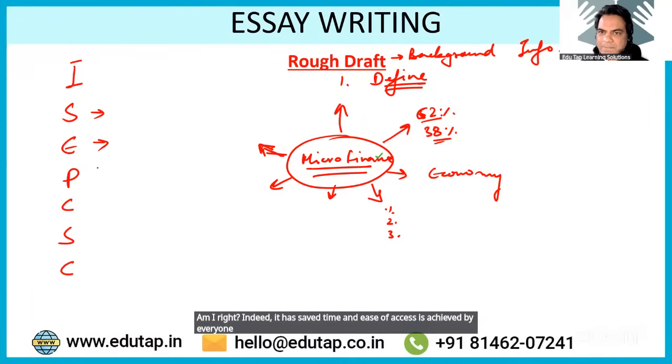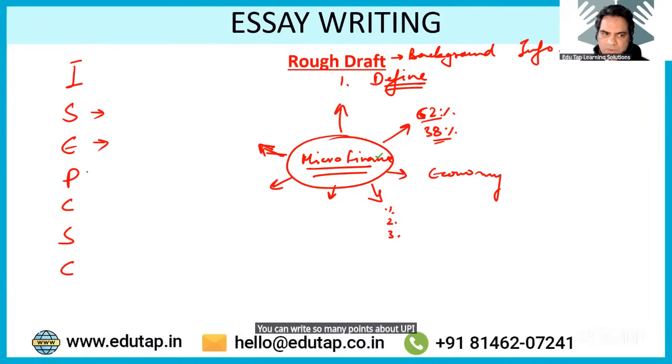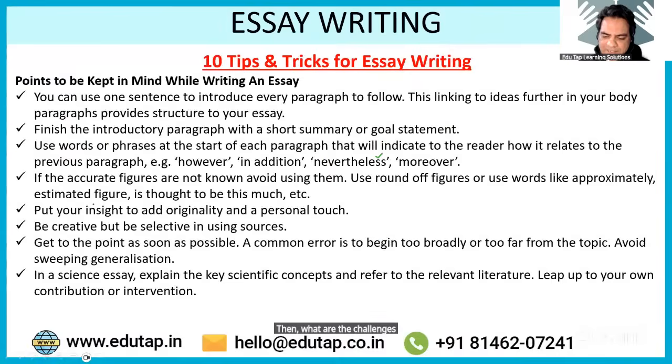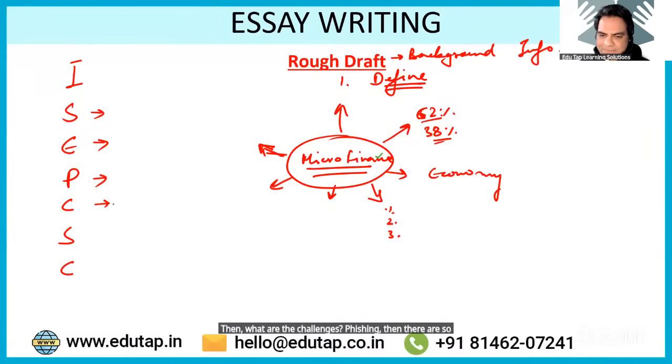What is the economic impact? Economic growth. You can write so many points about UPI in the economic growth. What other steps and measures have been taken by the government in this regard? E-rupee, right? CBDC, that's what we are talking about in the future. Then what other measures have been taken? UPI, CBDC, then Bharat Pay, and then so many credit cards related to this. And this will take the Indian rupee to the global level. Then what are the challenges? Phishing. Then there are so many scams, and there are so many frauds.